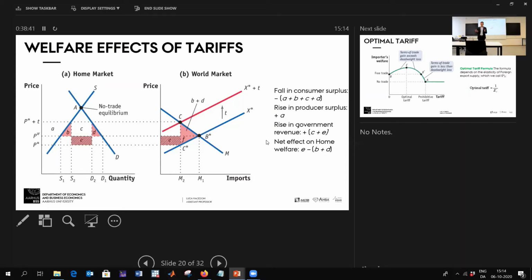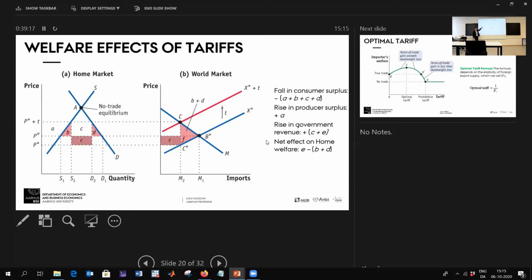Government revenue is the product of the tariff and the import quantity. For every unit of import, we impose the tariff of 20 euros. So 20 euros times the number of units of imports is your tariff revenue. The imports, just as before, are D2 minus S2. Okay? Because it's the difference between the demand curve and the supply curve evaluated at the new price, P star plus T.